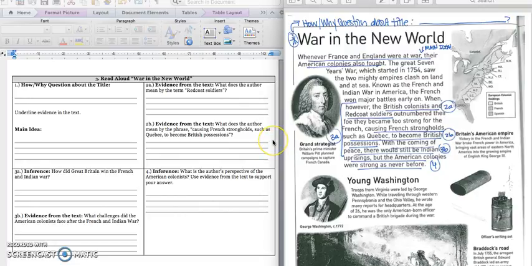2B says, what does the author mean by the phrase causing French strongholds such as Quebec to become British possessions? And so we need to go back in our text and find this. A stronghold and Quebec, that means the same thing. And we know Quebec is a French city. And so that French city, Quebec, became a British possession. That means the British took over Quebec. France lost the battle and the British took over Quebec.